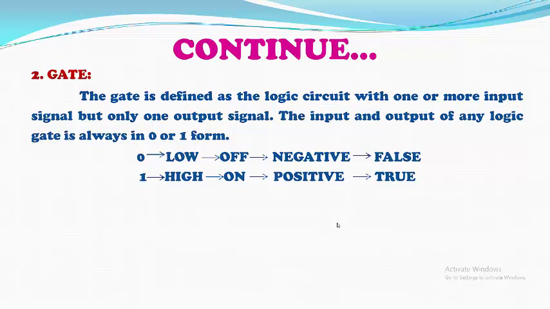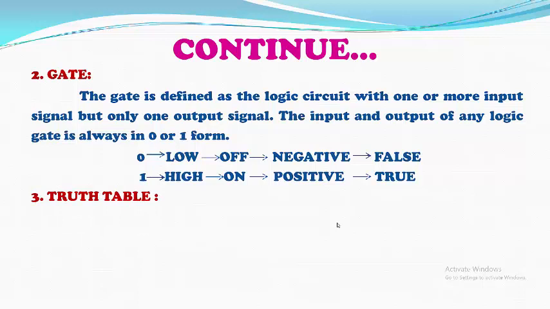In that, 0 stands for low or off position and negative or false statement. Same, binary value 1 is indicated as high or on position and positive and true statement.